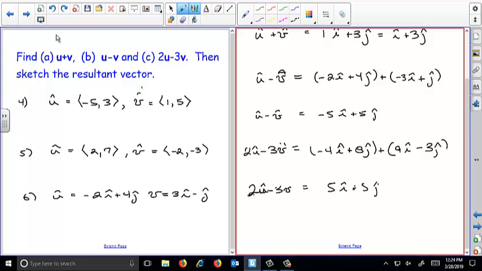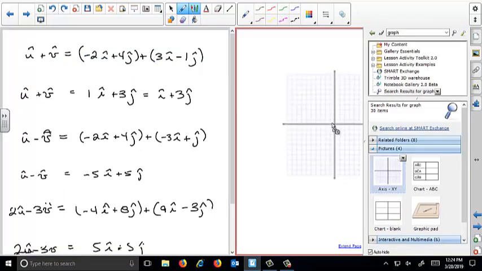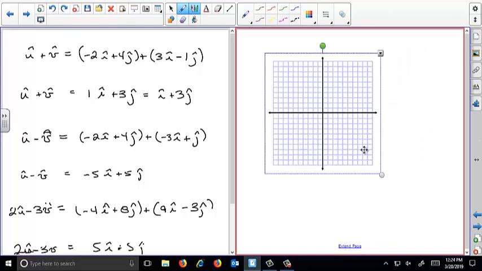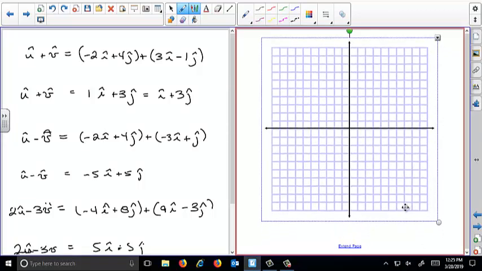Okay, so let's plot those. Let's add a page. Put my graphing up there. These are all less than 10, the components, so I'm gonna draw the scale. So we go from negative 10 to positive 10. So the first resultant vector is 1, 3. So 1 in the x direction, 3 in the y direction. Okay, so that's the first one. The next one is negative 5I, 5J. That goes there. And the final one is 5I, 5J, which goes right there.